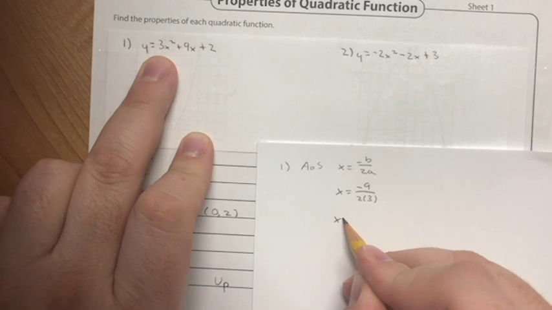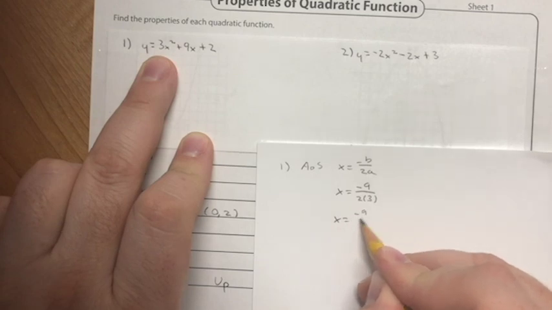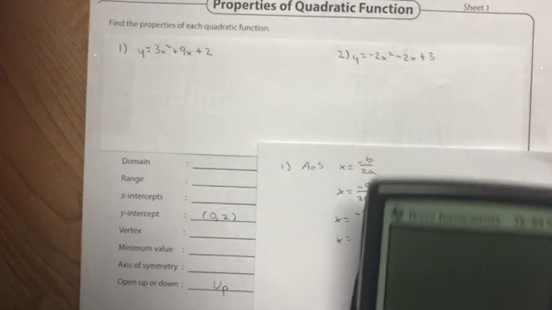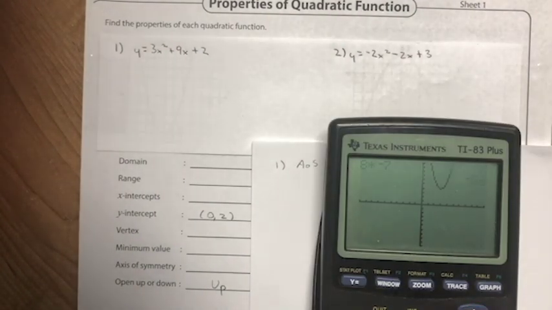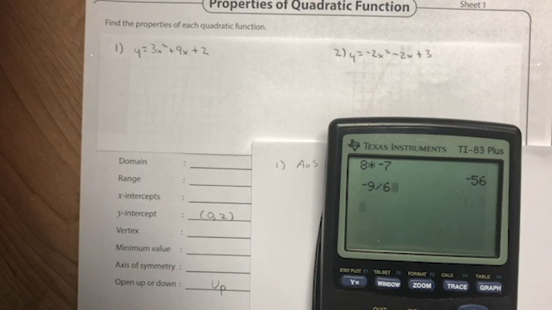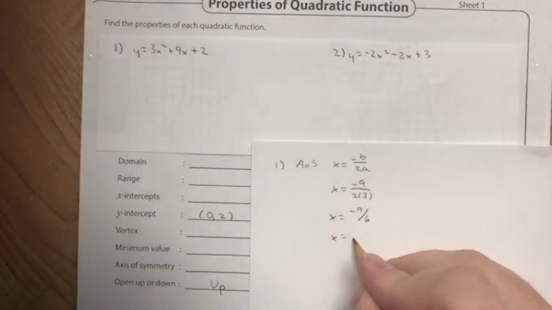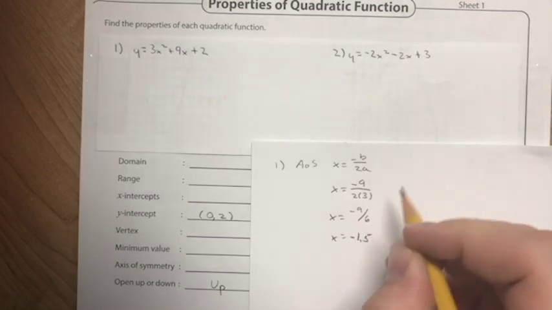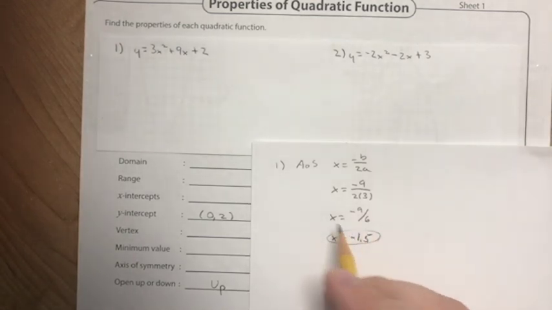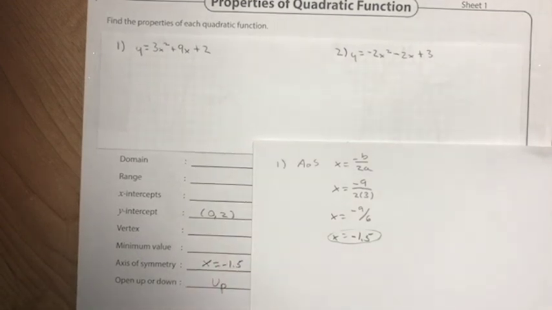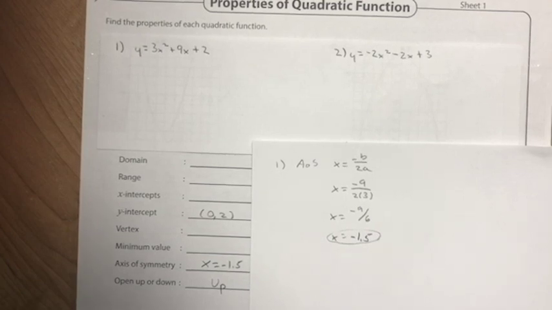When I solve this out, I get x is equal to negative 9 divided by 6, and this gives me a little something kind of crazy, and I'm going to show you something in just a second. Negative 9 divided by 6 gives me negative 1.5, so that wasn't as crazy as I thought. So x is equal to negative 1.5. This is my axis of symmetry. So I can write that down. x is equal to negative 1.5. And notice how I wrote this as an equation. I didn't just write negative 1.5, I wrote the equation.